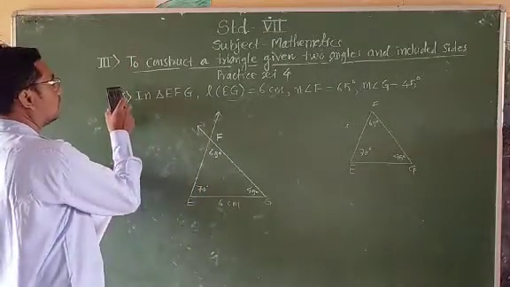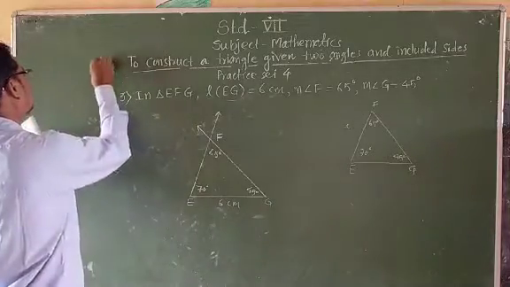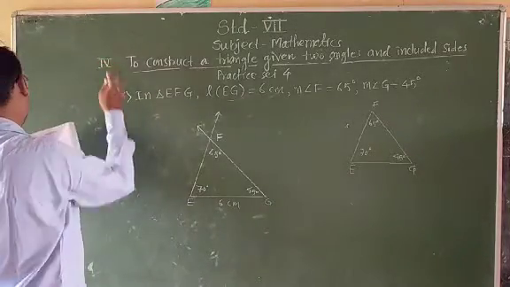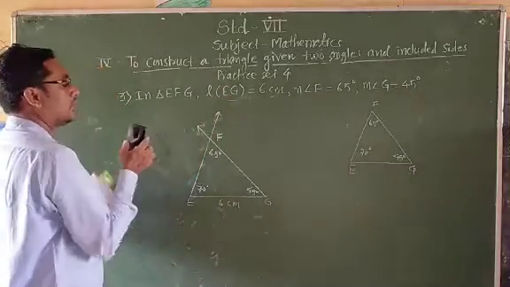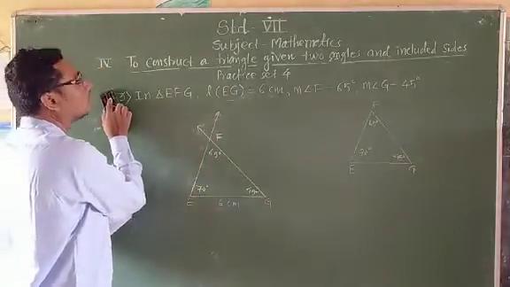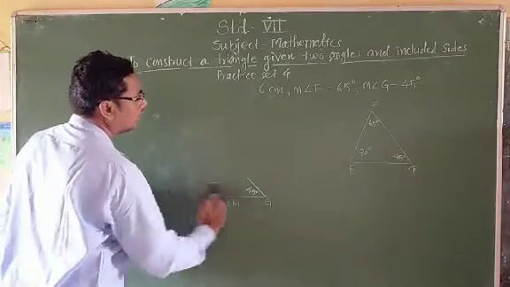Construction number 4. Okay. Construction number 4. To construct a right angle triangle. Okay. Now I am drawing this figure. We have to draw this figure in a notebook.